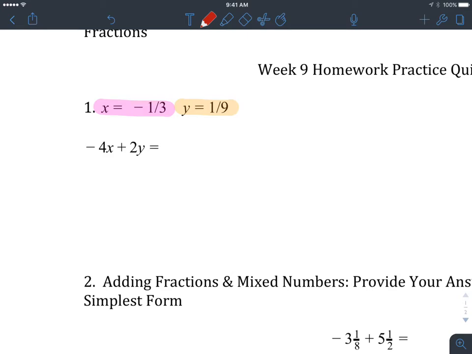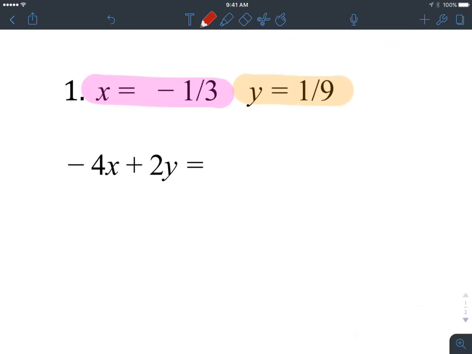The first question asks us to evaluate an expression, negative 4x plus 2y, when x is equal to negative 1 over 3 and y is equal to 1 over 9. Now, we need to substitute the values that x and y are equal to into the expression here. In order to do that, we have to remember that negative 4x can also be said as negative 4 multiplied by x, and then plus 2y is the same thing as 2 times y.